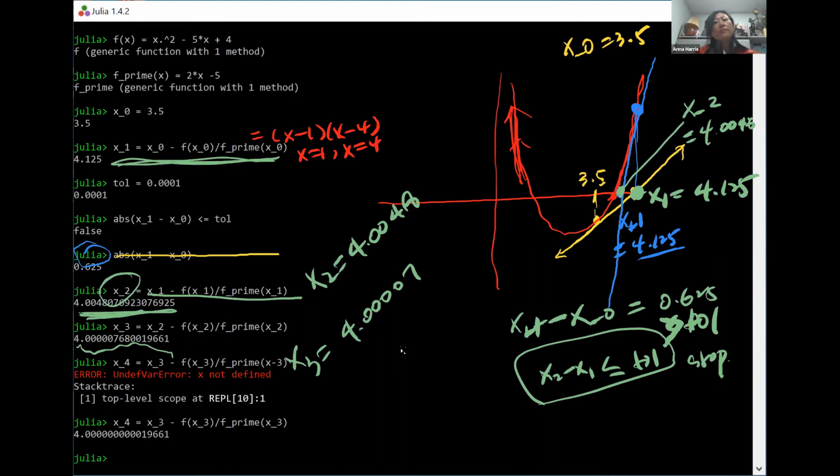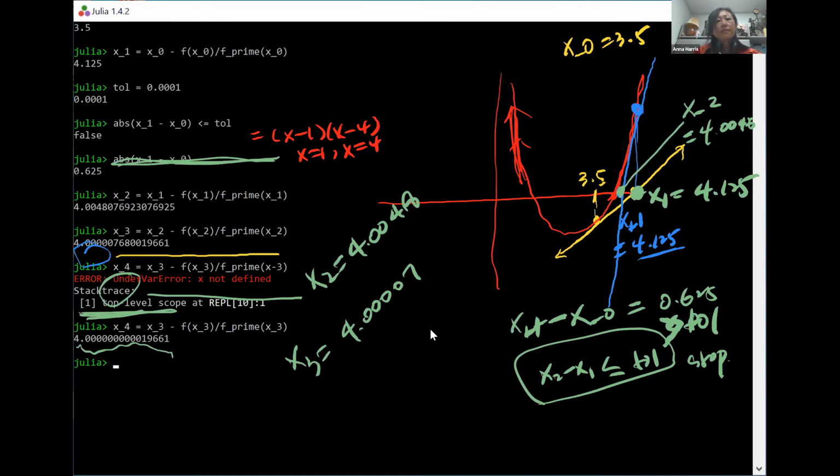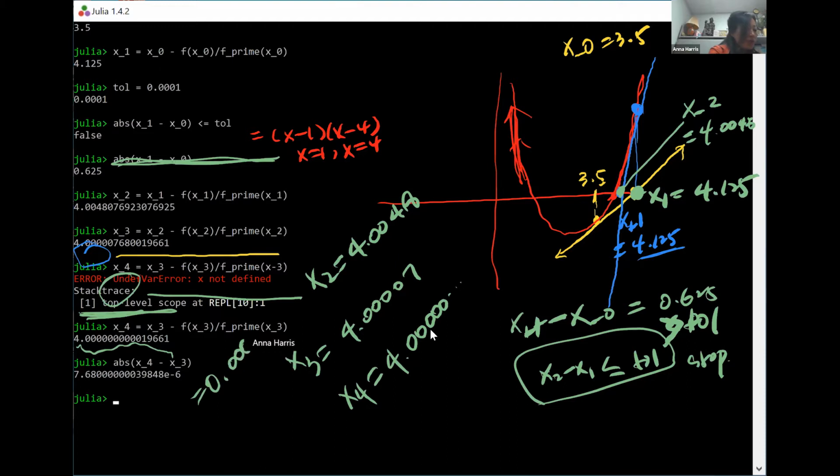So I got my new number. Okay, so now you got X4 equal to 4.00000000, a very small number. So you know for sure now X4 minus X3 should be less than the tolerance, which is true. That is 0.0000123456, which is a very small number, definitely less than or equal to 0.001, the tolerance.